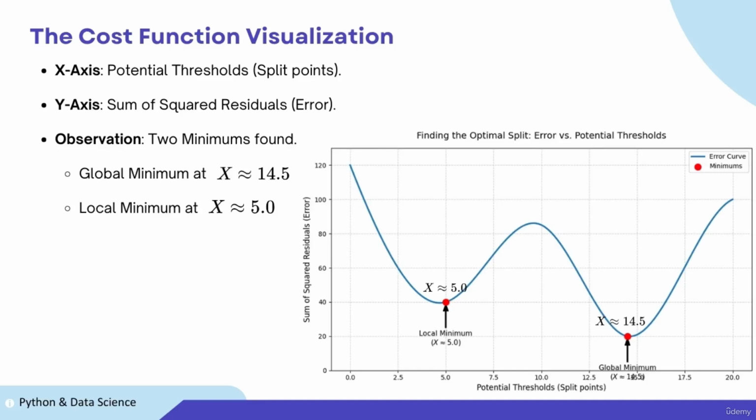This graph gives us a perfect visualization of the cost function. The x-axis plots all potential thresholds or split points, and the y-axis tracks our error. By testing all points, we clearly observe two minimums on this curve. There's a local minimum when x is approximately 5.0. However, the global minimum, which represents our absolute best split mathematically, is found exactly where the red arrow is pointing, at an x value of approximately 14.5.